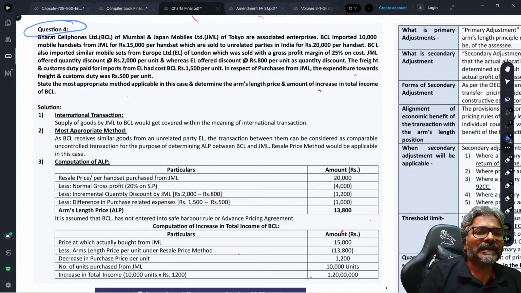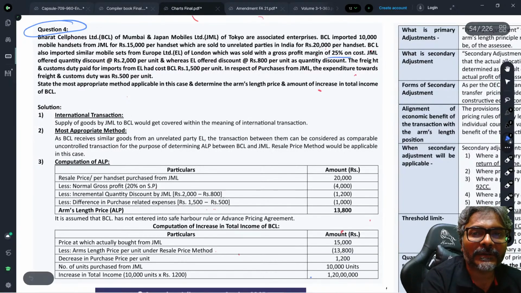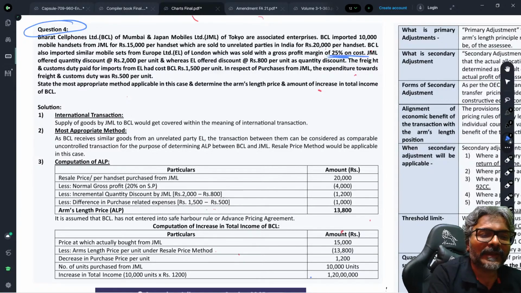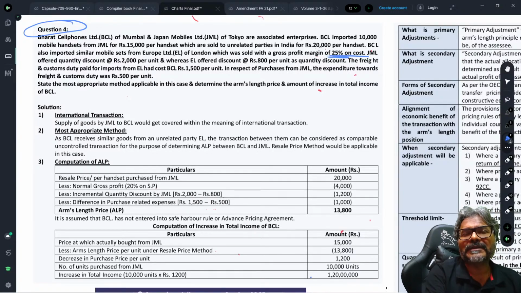Now BCL also imported similar mobile sets from Europe Limited of London, which were sold with a gross margin of 25%. This is important now. This is 25% on cost. So if it is 1/4 on cost, how much on selling price then? 1/4 on cost means 1/5 on selling price, isn't it? Which means 20% of the selling price. So this 20% of the selling price is the resale price margin.